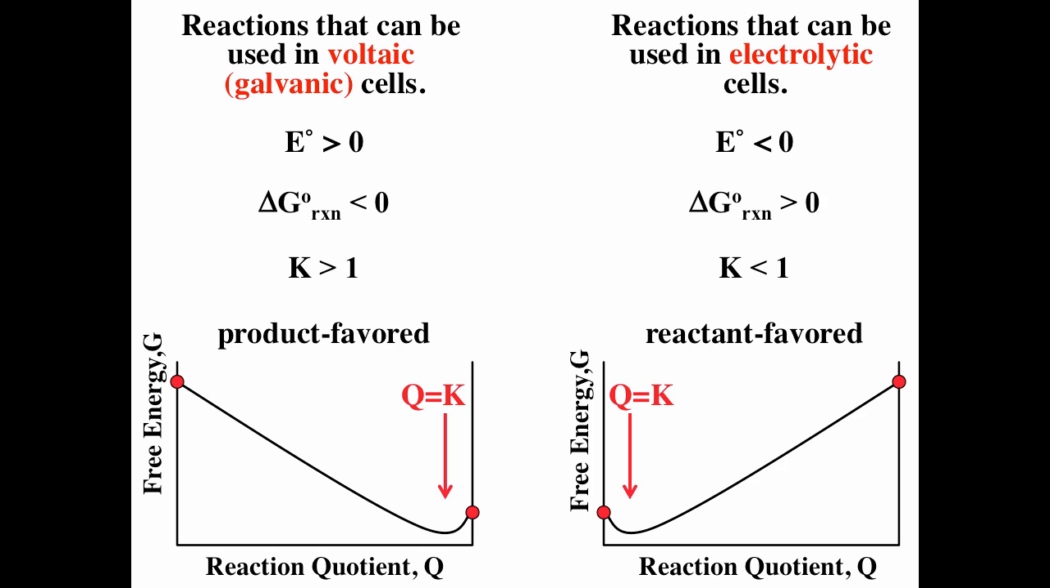And so reactions that have positive potentials can be used for voltaic or galvanic cells. That means their delta G would be negative, the equilibrium constant would be greater than 1. We call them product favored. If we plot the free energy versus reaction quotient, we get something like on the bottom. If you have a potential that is negative, then it could be used for an electrolytic cell. Its delta G naught would be positive. The equilibrium constant would be less than 1. We call it reactant favored. And again, if we plot free energy versus reaction quotient, it'd be something like on the bottom.